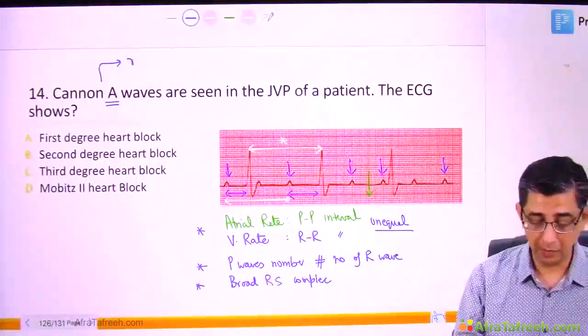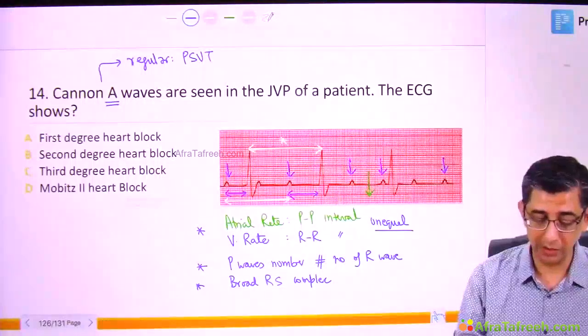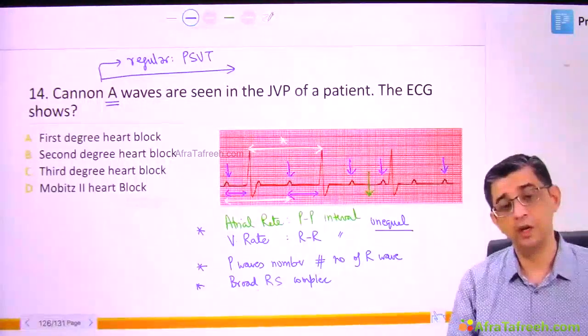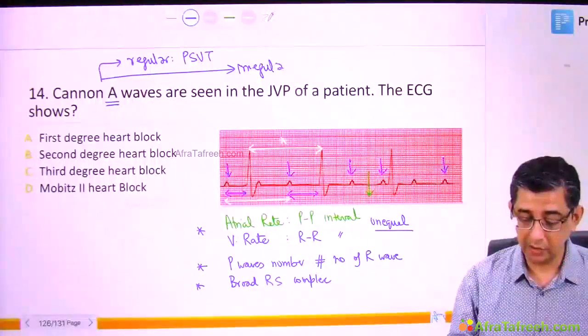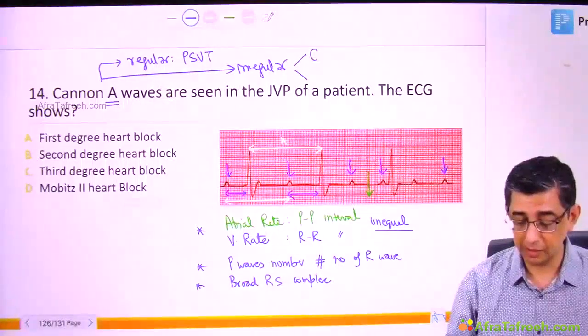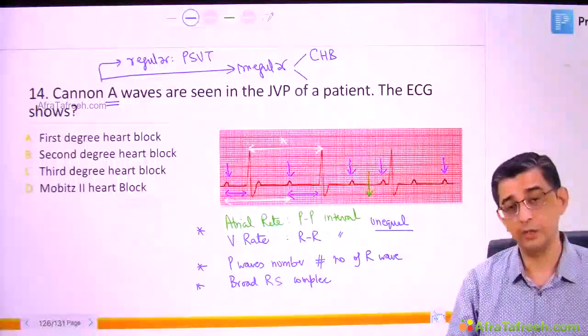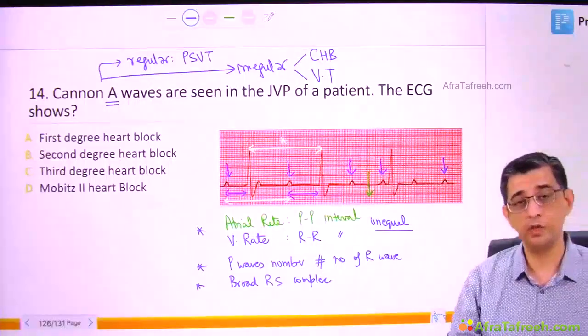Cannon A waves can be regularly present with respect to paroxysmal supraventricular tachycardia, which we call the frog sign, or we can have them irregularly present. Irregular Cannon waves are encountered with a bradyarrhythmia, that is complete heart block, and with a tachyarrhythmia, that is ventricular tachycardia. Now, how did I solve this question?